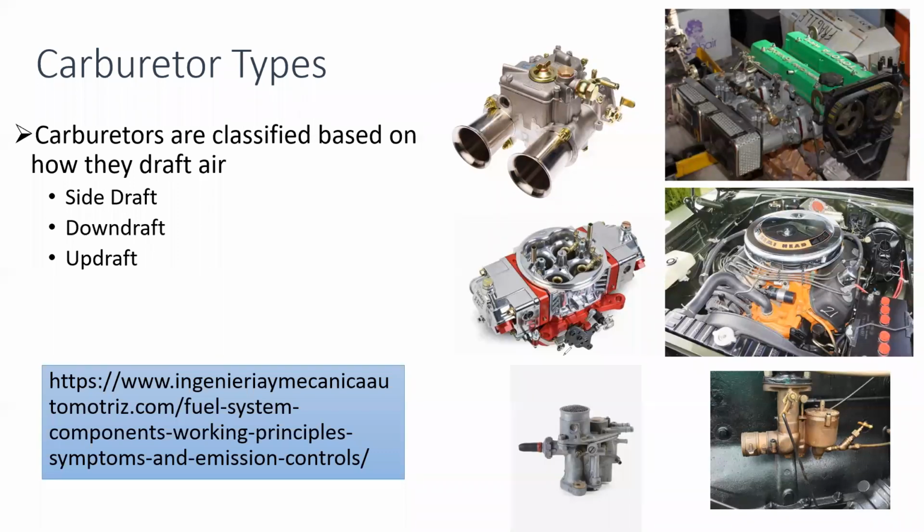If you consider here, this one goes into a V8 engine, right? This is a V8 engine, four cylinders per bank, so that means 8 cylinders. So there are four venturis here. Each venturi is responsible for 2 cylinders, but there's no regulation saying that both of them are getting the same amount of fuel.